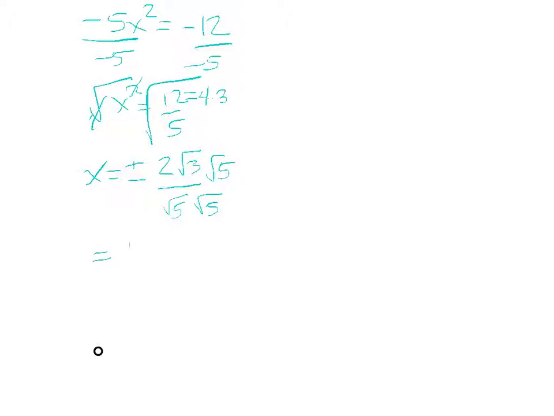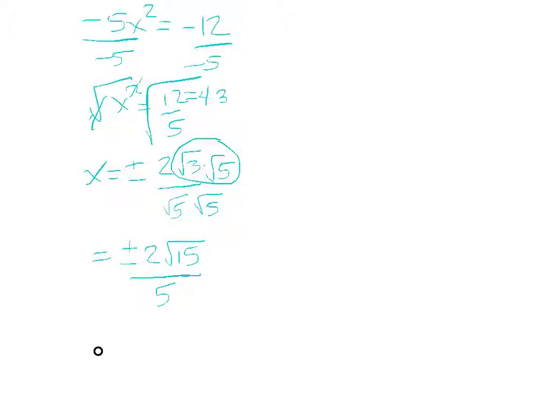On top, plus or minus 2. See, here I've got the square root of 5 and the square root of 3. I can put those back together. It's the square root of 15. 3 times 5 is 15. On bottom, square root of 5 times square root of 5 is 5.